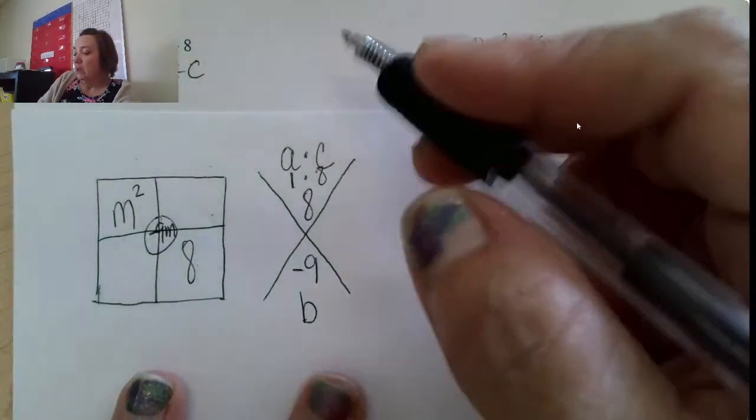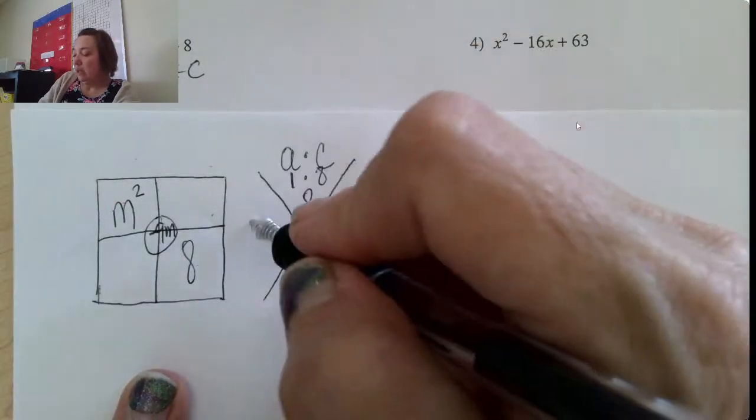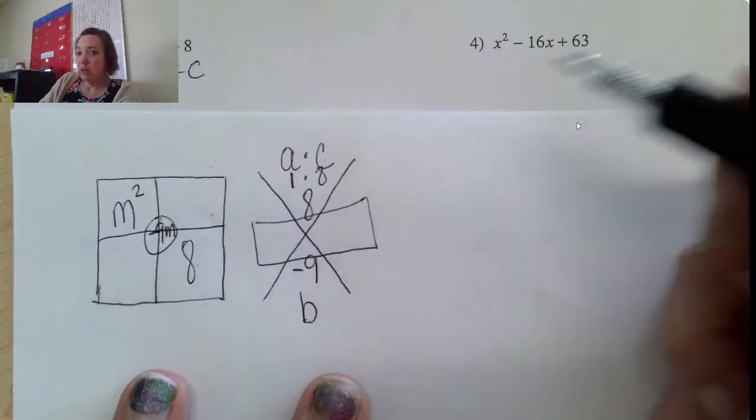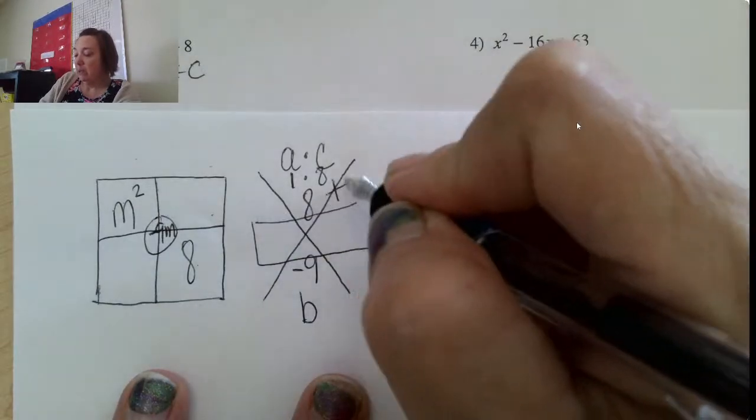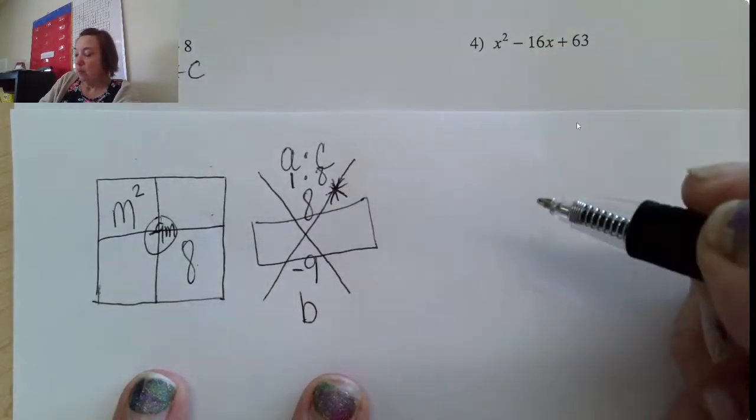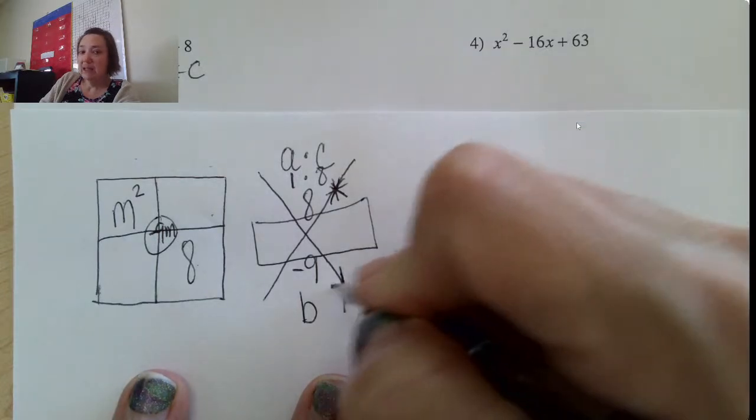Now, what we're looking for here are two numbers that will multiply to get us 8, but add to get us negative 9.